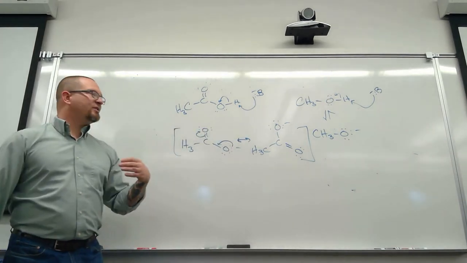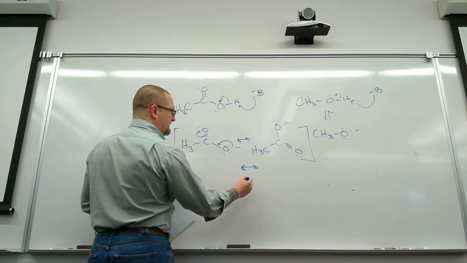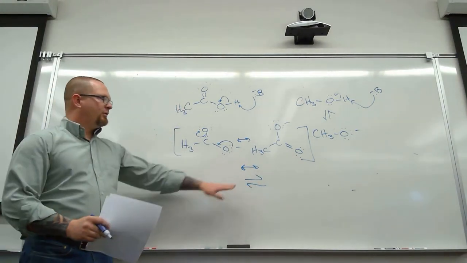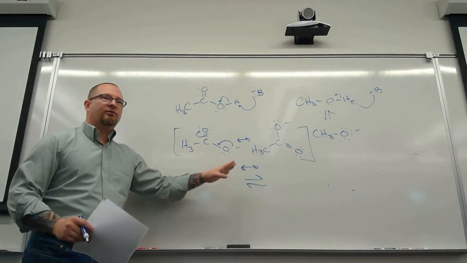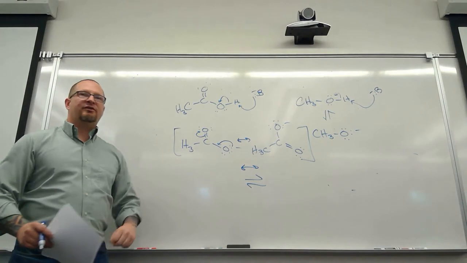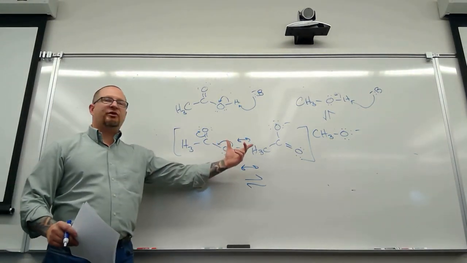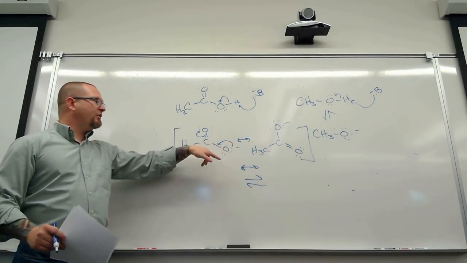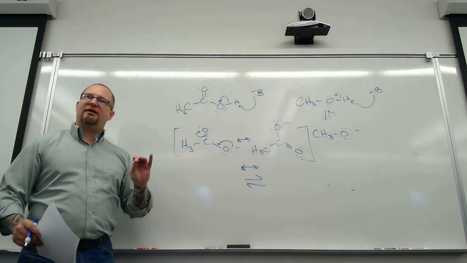Now what's really important is this is not an equilibrium system. Notice when I draw resonance, it looks like this, not like this. This is equilibrium: you're going back and forth and back and forth. This is resonance; there is no back and forth. We have to draw multiple structures with this double-sided arrow between them because neither Lewis structure is a good representation of what's taking place.